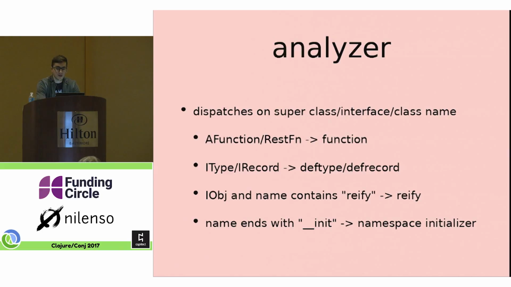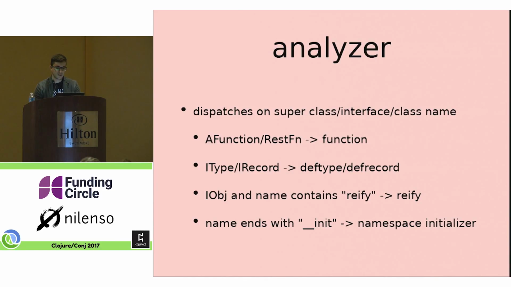Then we have the analyzer that takes this data structure and tries to turn it from bytecode into an AST representing Clojure code. And so the first thing that the analyzer does is it needs to figure out what type of class we're actually trying to decompile. The Clojure compiler emits 3 different types of class files, 4 actually. So we use some heuristics to figure out which class file we're looking at.